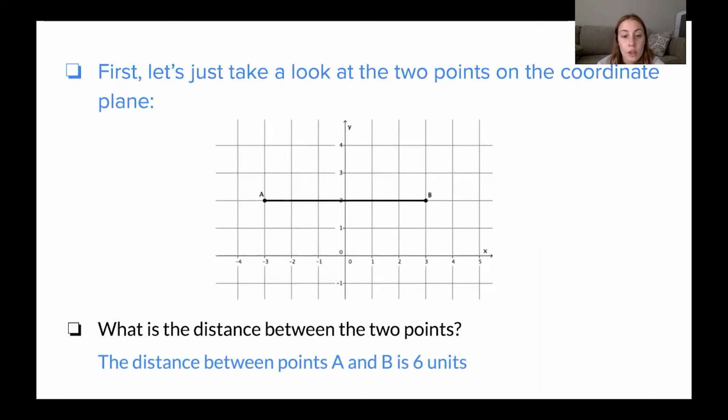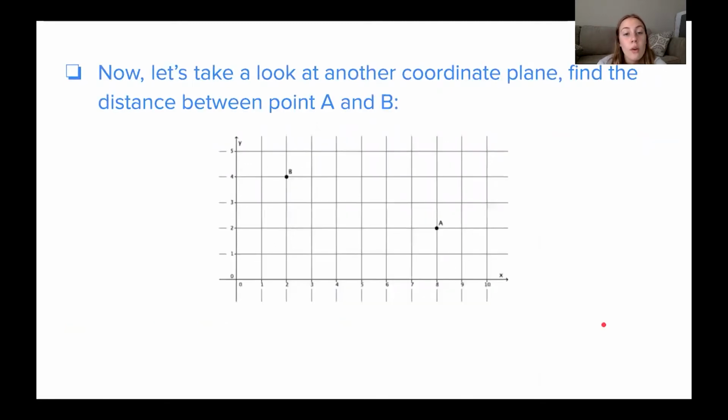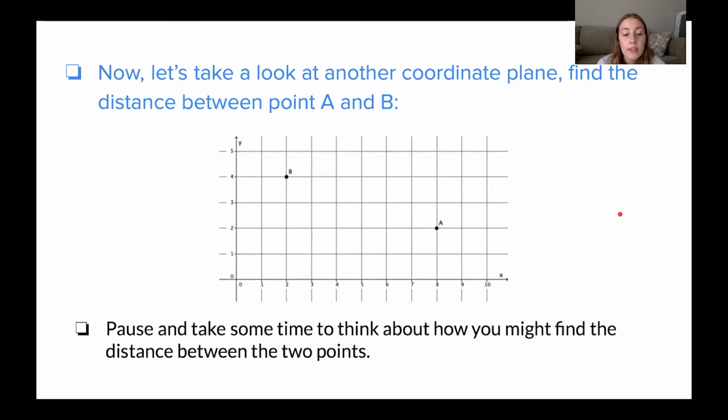Okay, so we have our 2 points, A and B, and the distance between the two of them is 6 units. Well, now let's take a look at another coordinate plane and let's find the distance between point A and B. So up here we have point B and over here we have point A. So pause the video and take some time to think about how you might find the distance between these 2 points.